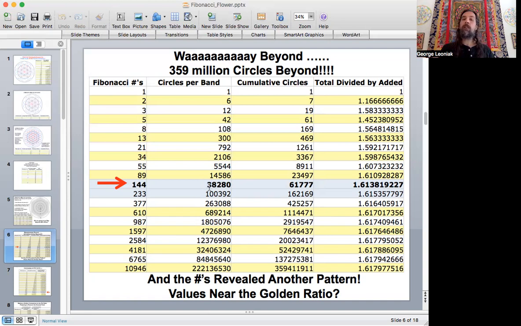But in this sequence, we had 38,280 circles in that prior band. And then we had 61,777 cumulative circles. So if we added those two together, and this is how the golden ratio works, you add the prior value to the current value to get the future value. Well, that brought me to 100,392. That's only 392 more circles than 100,000, which essentially could be 1, right?